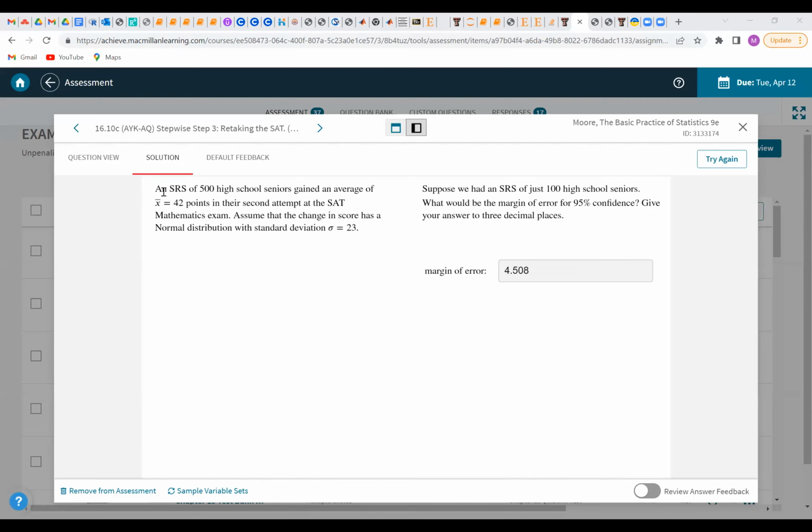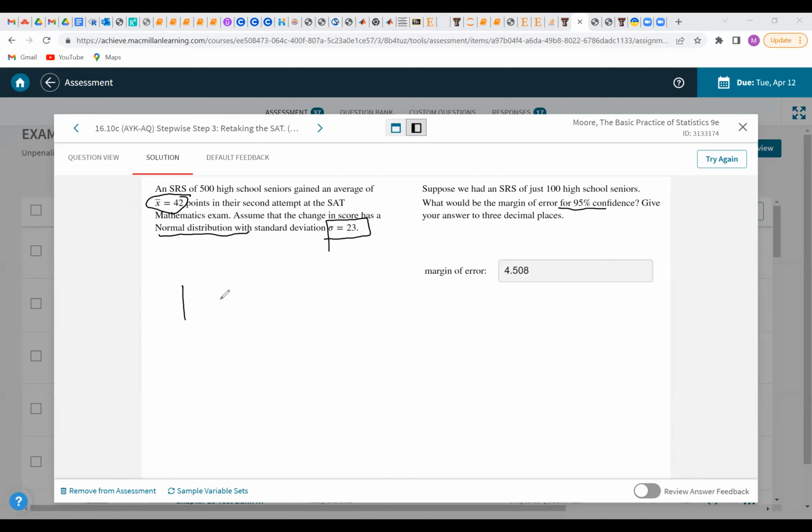Okay, so here we have a simple random sample of 500 high school seniors with an average of X bar equal to 42. So we have the sample average, X bar is equal to 42. And the population distribution is normal, and the standard deviation sigma is 23. So we need to calculate the margin of error to obtain a 95% confidence interval.